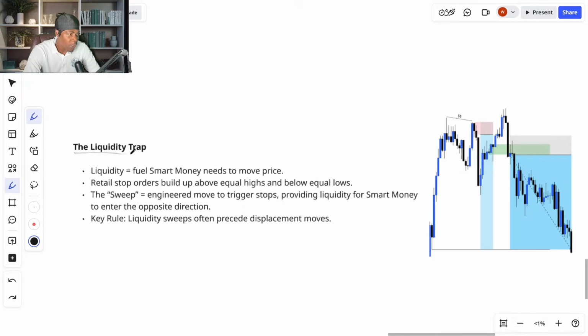First, let's go over the liquidity trap. Liquidity is the fuel smart money uses to move price. Retail stop orders build up above equal highs and below equal lows. The liquidity sweep is the engineered move that triggers the stops, providing the liquidity for smart money to enter in the opposite direction. The key is that every liquidity sweep precedes a displacement move.